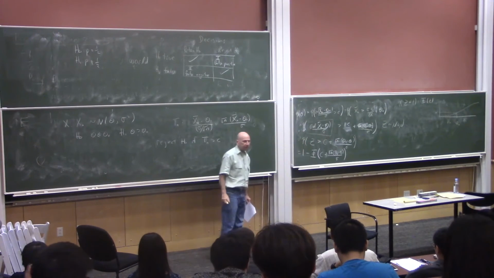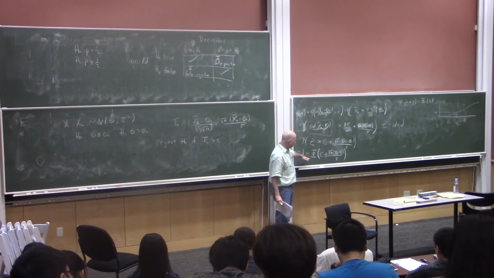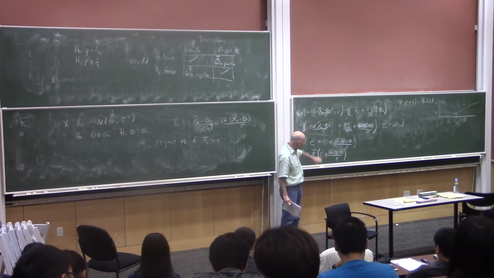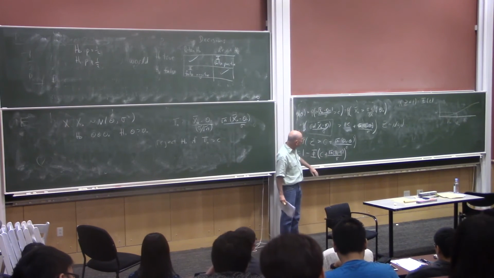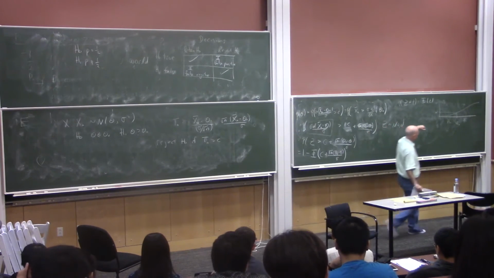Now, if you plot this as a function of theta, remember, sigma is fixed, c is fixed at the moment, we just arbitrarily fix c, root n is fixed, theta 0 is fixed. The other thing that's changing is theta, and you'll see you get a function that looks like this.